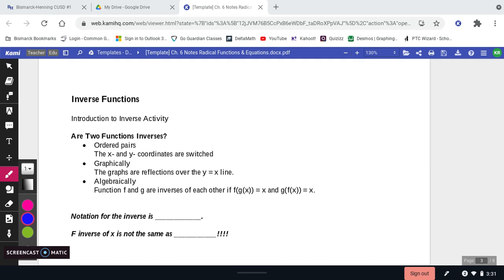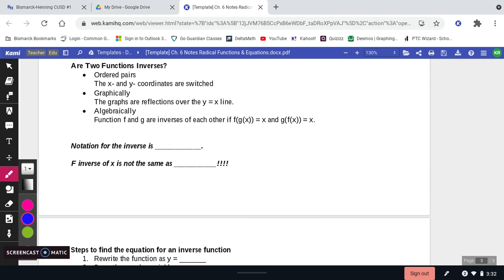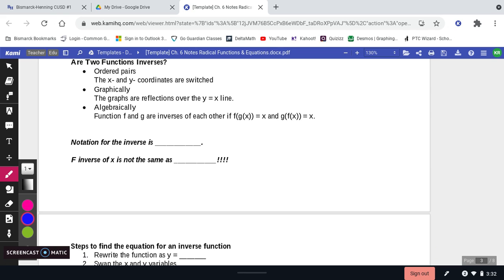The first way was by looking at the tables of their ordered pairs. If their ordered pairs are just switches of each other, then those two functions are inverses. Graphically, if the two graphs are reflections of one another over the y equals x line, they are inverses. And then algebraically, if we look at the composite of their two functions, if they both simplify to x, then they are inverses.